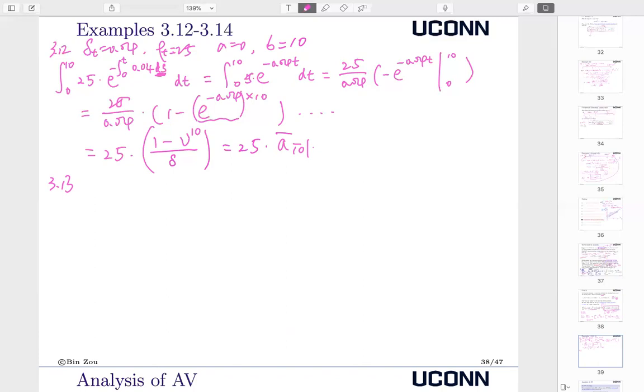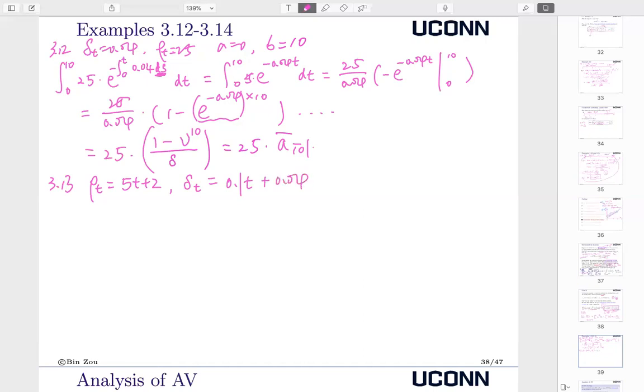3.13 now is more complicated because the payment rate is 5t plus 2. So obviously it is increasing. At time 0, the payment rate is $2 per year. But in the next second, let's say you assume t is 1, so in 1 year, the payment rate becomes $7 per year. In 2 years, the payment rate becomes $12 per year. So you can see it's increasing, and the force of interest is given by 0.1t plus 0.04.